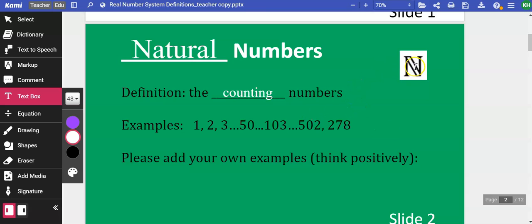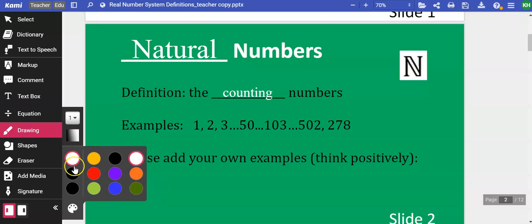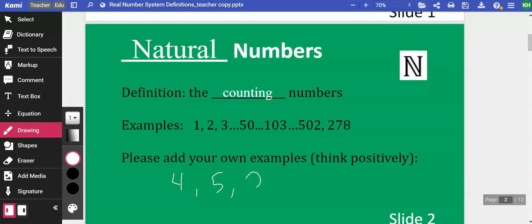This symbol N represents the natural numbers. This is not super important, but it's helpful to know as you go through your math courses that when you see an N like this, it means it's referring to the natural numbers. And then I would like you to add your own examples. I'm going to go down to the drawing tool and you can add your own examples. I'll add a few here. So maybe you'd want to add 4, or maybe 5, or 22. Basically, they're all numbers that are positive.